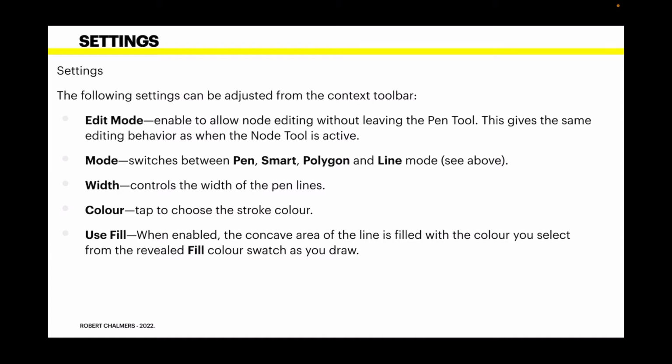Now, width controls the width of the pen lines, and it defaults to a very small width, 1 pixel or 1 point, depending on how you've set up your document. The colour, now tap to choose the stroke colour, not the fill but the stroke. Now, if you can't get your colour to apply, just check in your colour dot up the right hand side and make sure you've got the stroke, that's the donut circle, selected and not the fill circle.